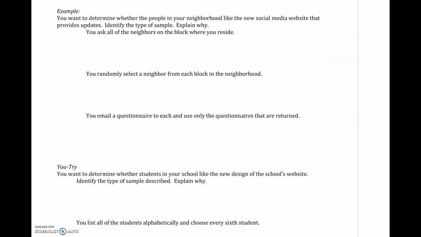So the first one, or the scenario here, you want to determine whether the people in your neighborhood like the new social media website that provides updates for your neighborhood, I guess. We want to identify the type of sample and explain why we identified it that way. So if we look at the first one, you ask all the neighbors on the block where you reside. So what would that possibly be?